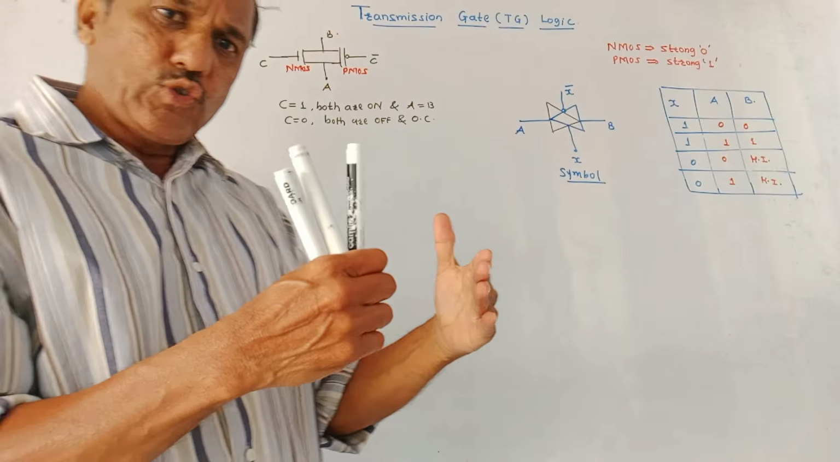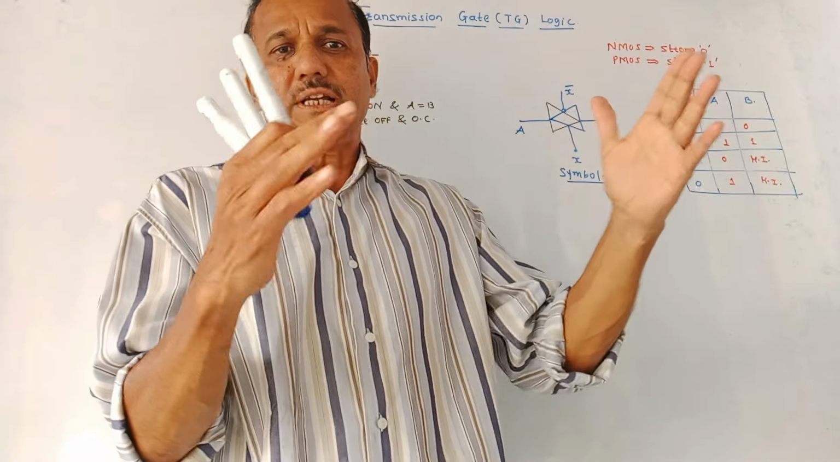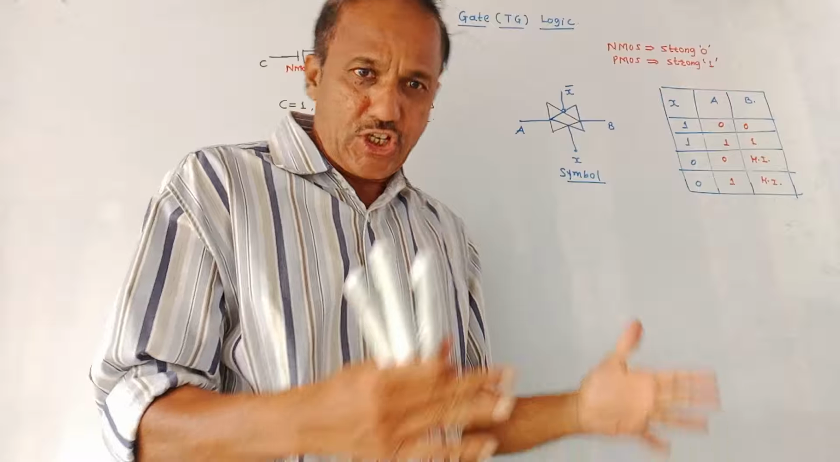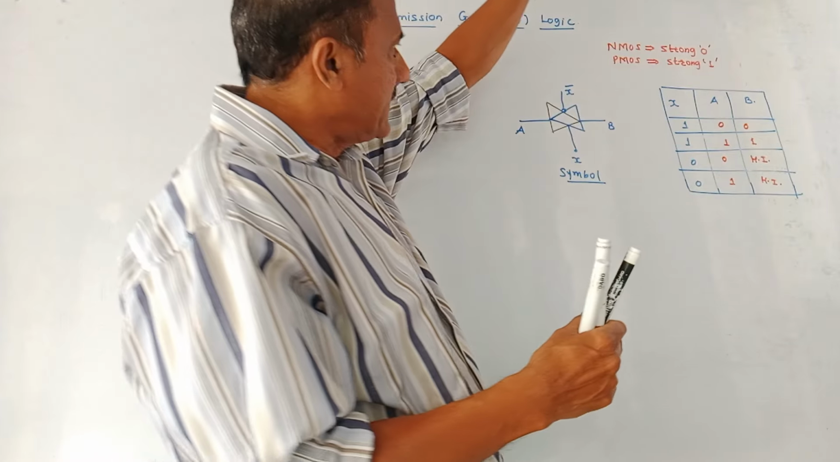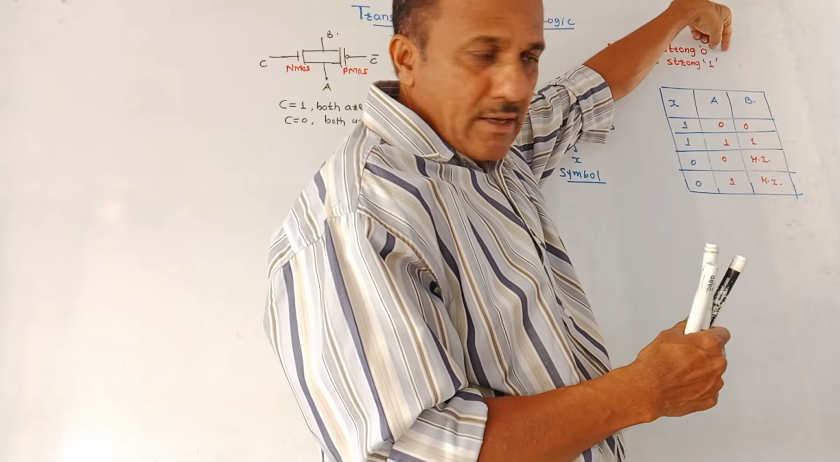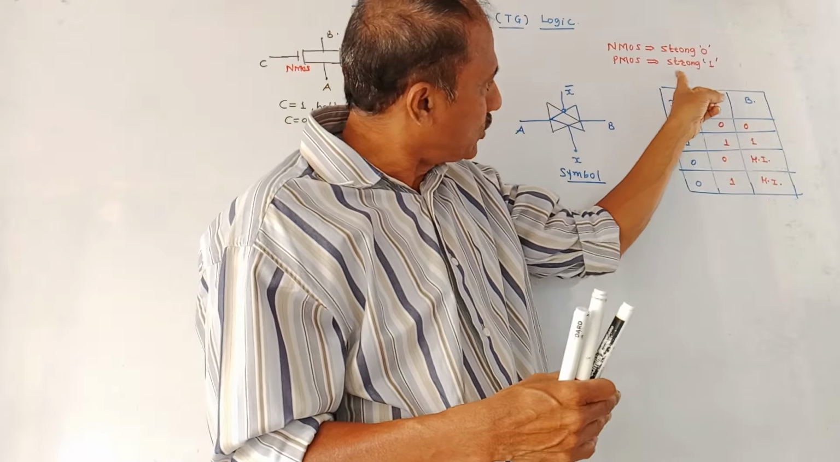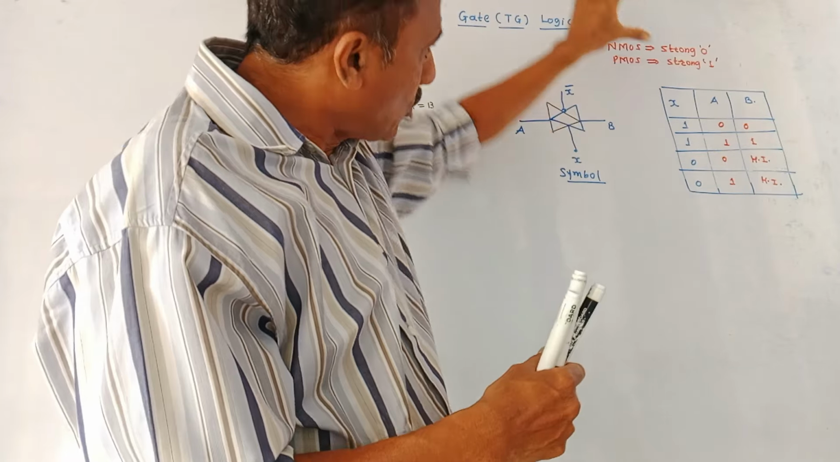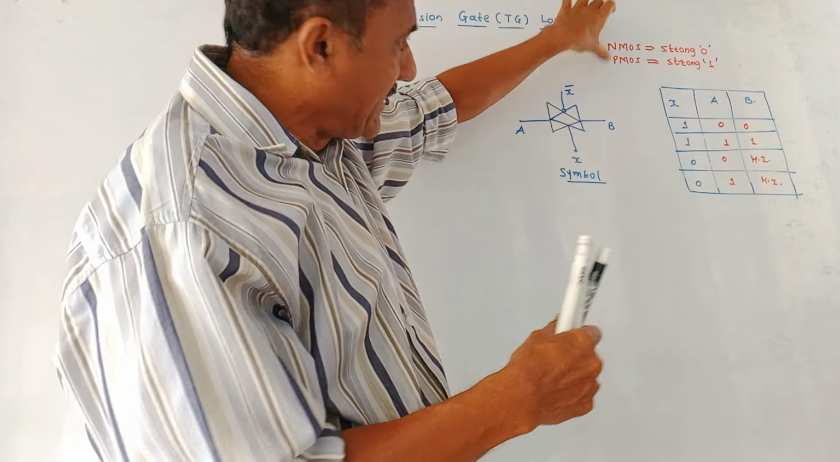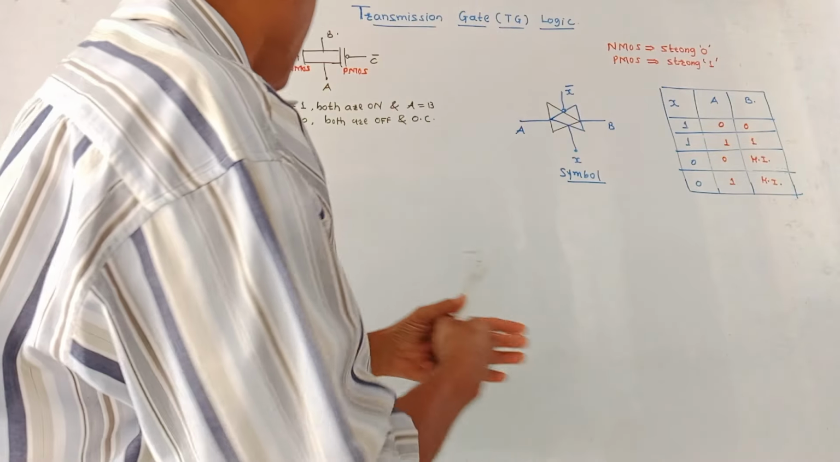Transmission gate makes use of two MOSFETs, NMOS and PMOS, which are connected in parallel with each other. We know the basic characteristics of NMOS. NMOS passes strong zeros and weak ones, whereas PMOS, on the contrary, passes strong ones and weak zeros. So we have to take advantage of both the things. So two MOSFETs, NMOS and PMOS, are connected in parallel.